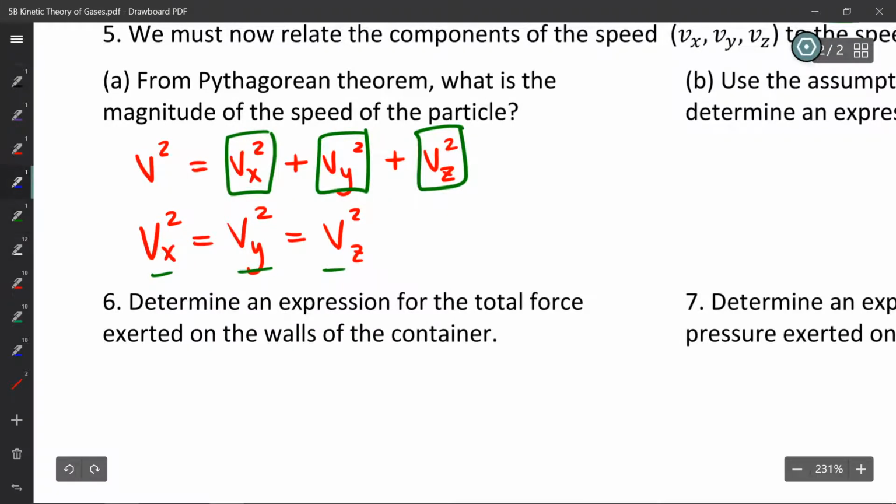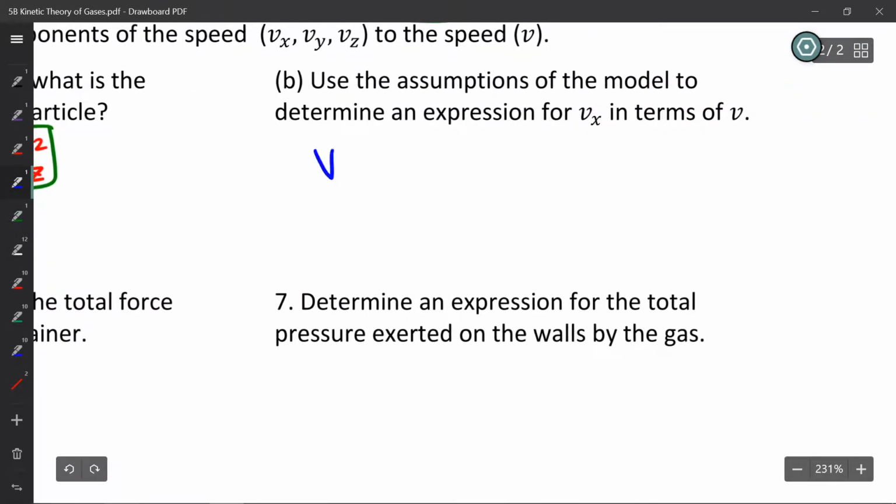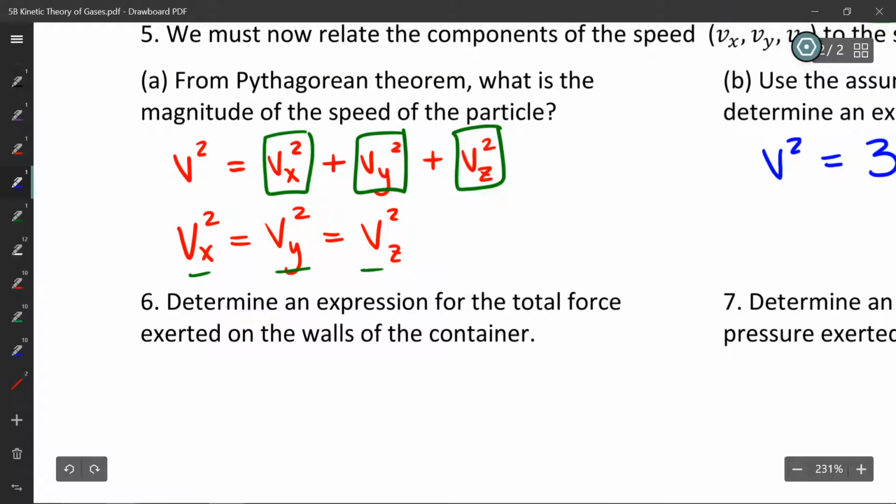So realize what we actually have here is V squared is equal to 3 Vx squared. If Vx squared is Vy squared, then this is Vx squared and this is Vx squared. So we have Vx squared plus Vx squared plus Vx squared, right? And that's just 3 Vx squared. Hopefully that made sense. I'm going to erase this because I think it's too much.